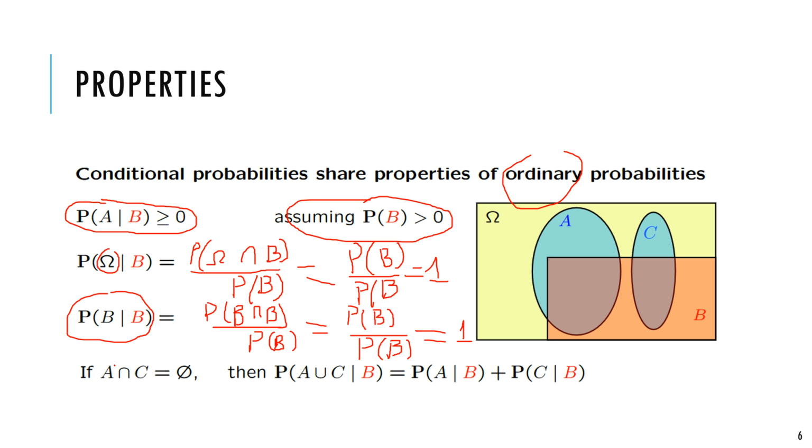So here we have A disjoint with C, or A intersect with C is an empty set. There's a property of A union with C given B: the probability of A union C given B equals the probability of A given B plus the probability of C given B. How to prove it? Let's see this, the probability of A union C given B.